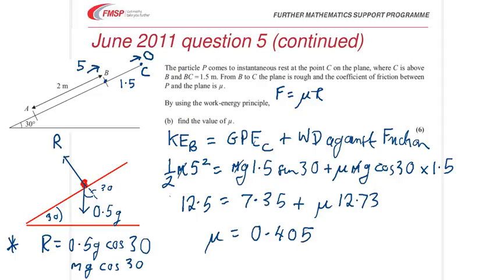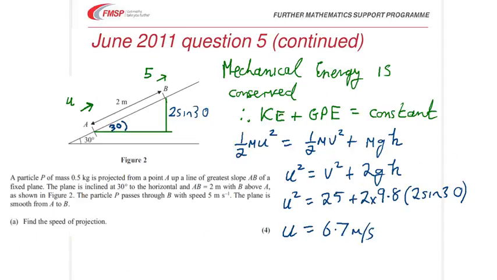And that's it. As far as marks for that question is concerned, for part A, there was an M1 A1 for this statement about the conservation of mechanical energy, and then an M1 and an A1 for putting in the correct values and getting the correct answer. So 4 marks for that part.